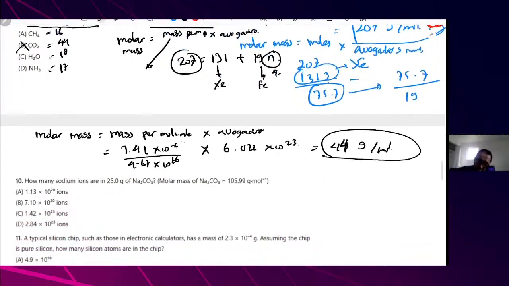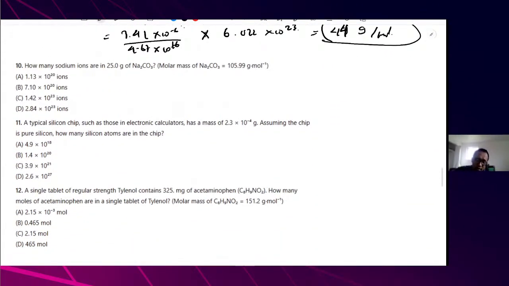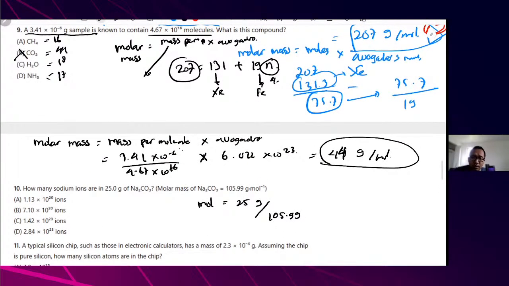All right. Again, how many sodium ions are in 25 grams of Na2CO3? Now we just need to get the very easy moles. Mole, so 25 grams divided by 105.99 grams per mole. So the previous answer is P. That's easy for us. Number 9 is P. Yep, that's right. And then move on to another question again.